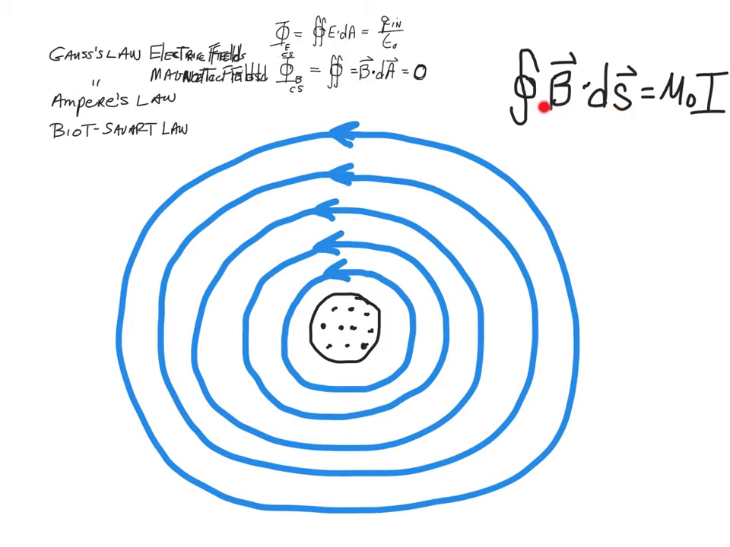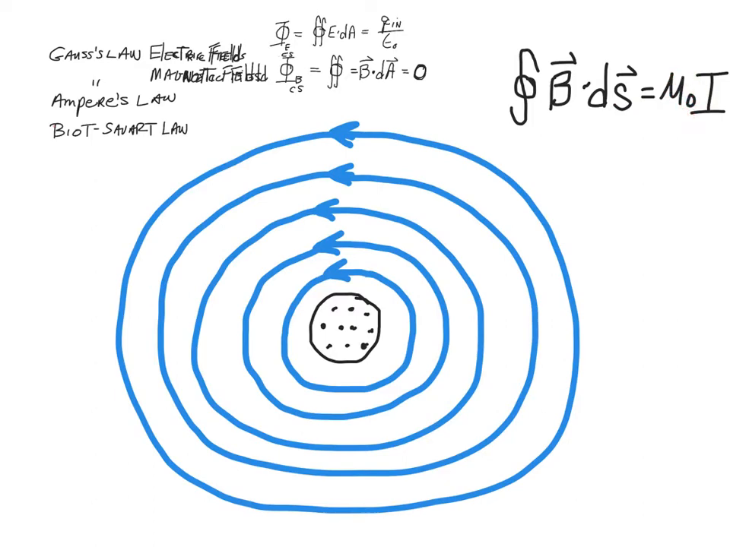So we're going to draw a closed loop, and this is really like a one-dimensional line, closed loop, and we're going to do this integral. And if this integral encloses current, then it will have this value, very similar to Gauss's law for electric fields. But if it doesn't enclose any current, it's going to be zero.